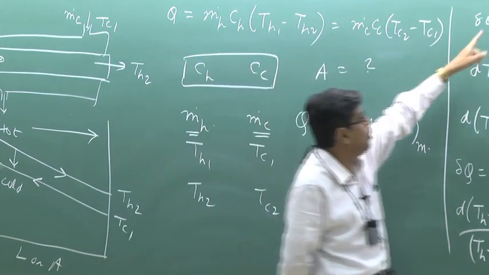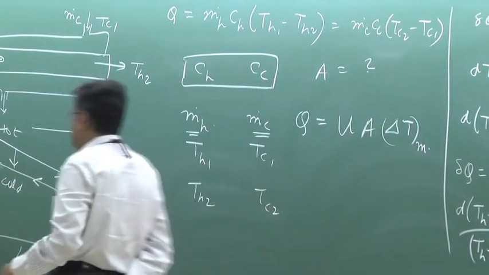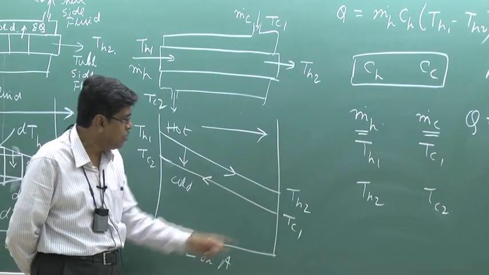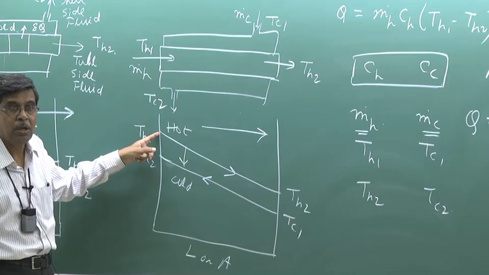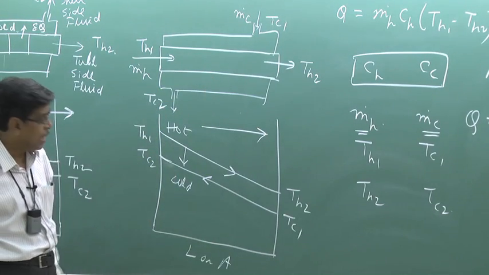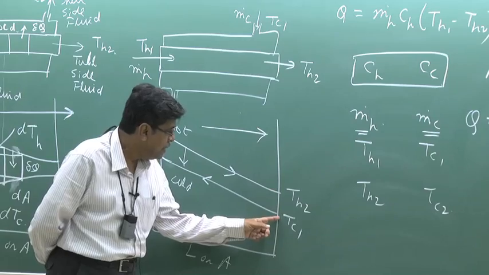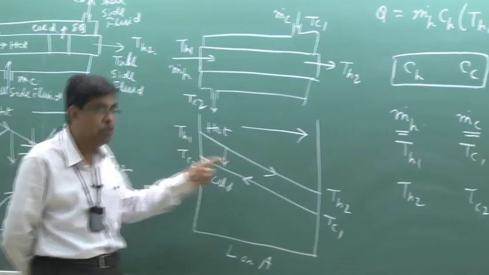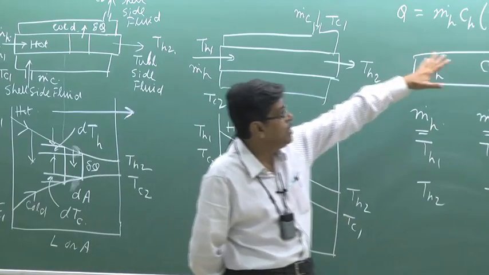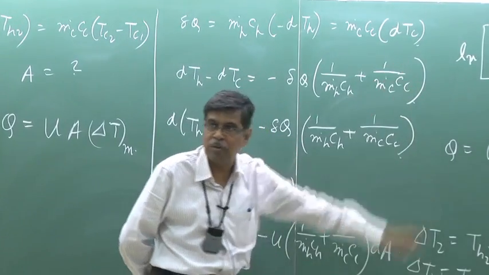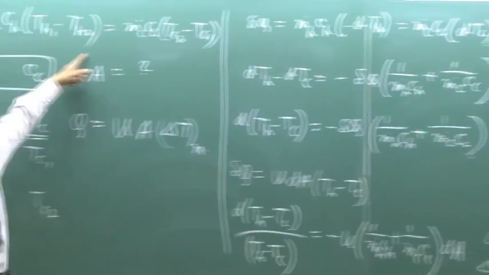Counter flow, if you integrate this minus DTH, this is the preferred, that is the positive direction. DTH will be TH2 minus TH1. So minus DTH is TH1 minus TH2. Similarly, DTC will be TC1 minus TC2. So minus DTC will be TC2 minus TC1. Therefore, integration of this with minus DTH and minus DTC for counter flow will give you the same result.